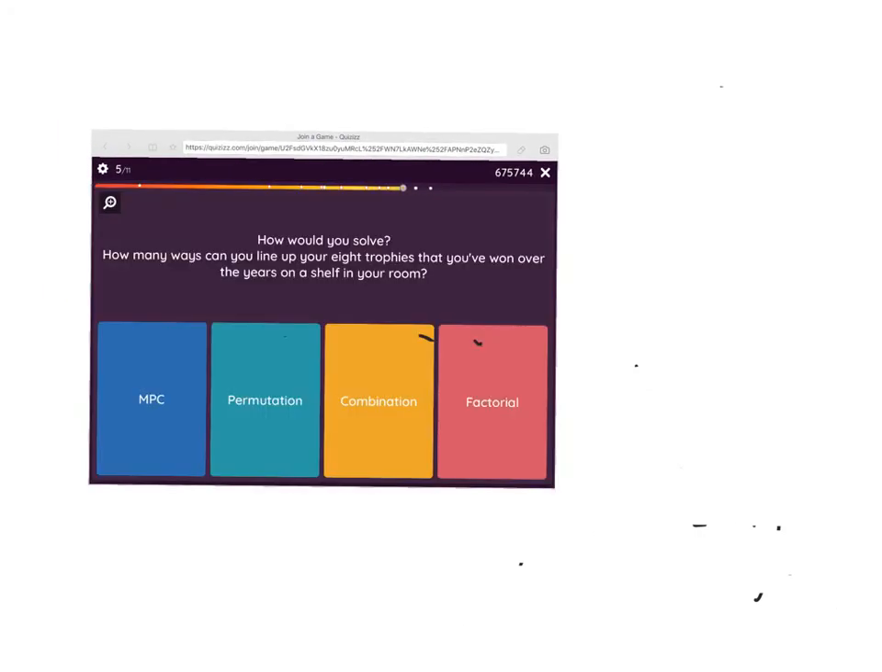Okay, how would you solve this? How many ways can you line up your 8 trophies that you've won over the years on a shelf in your room? That's what? It's factorial. You're figuring out the order of a whole set, right? You're not pulling out a couple. You're literally saying, okay, I could put this one first and then that one second, or I could rearrange it. That's factorial.